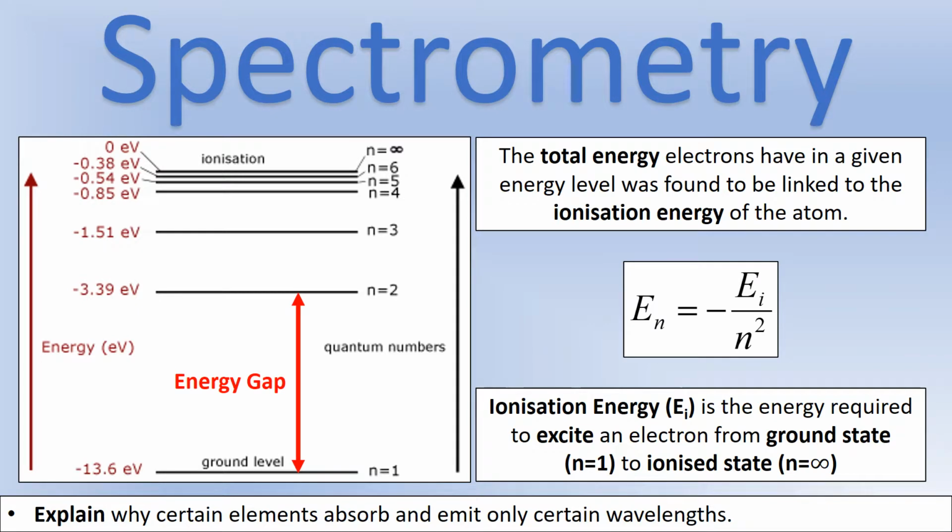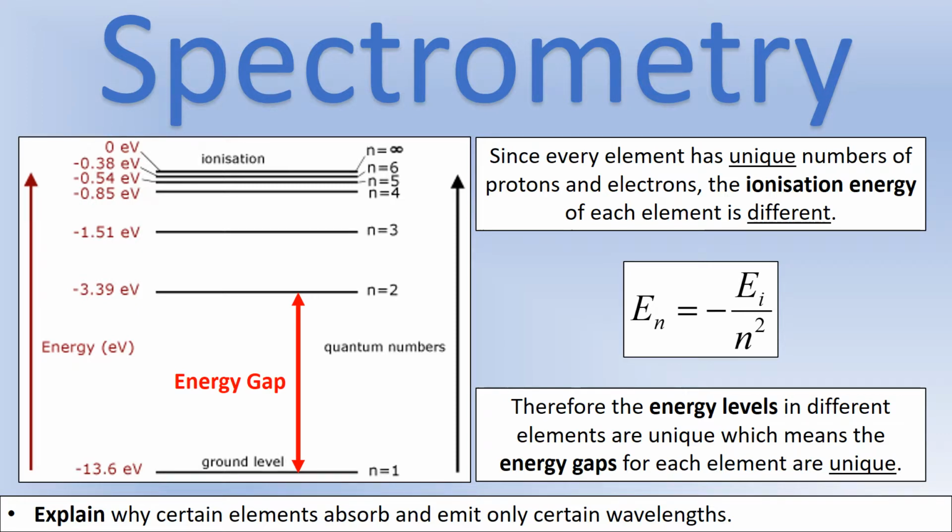So this is how we can start thinking about why we get specific wavelengths. As every element has a unique number of protons and electrons and has therefore a unique electric field, every element has a different ionization energy, and that means that every element has different energy levels in it. Because they all have different energy levels, the gaps between the energy levels are unique to each element, which means the photons emitted by each element are unique to each element, which is why we get the different colors when we heat different materials. Okay, so that's why we get the emission spectra.